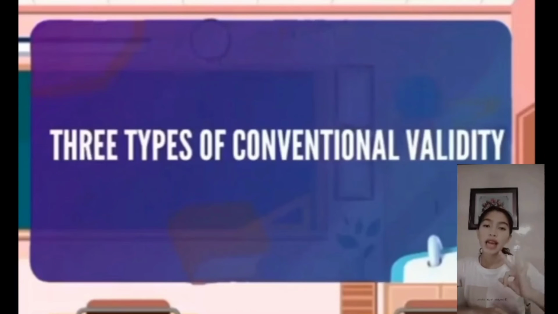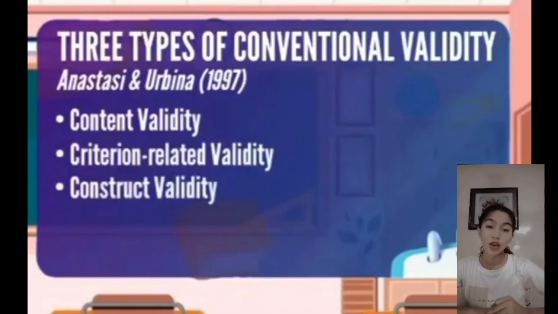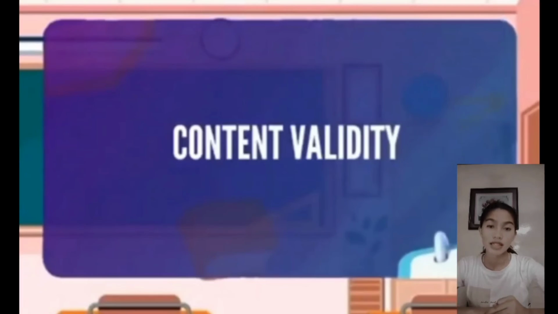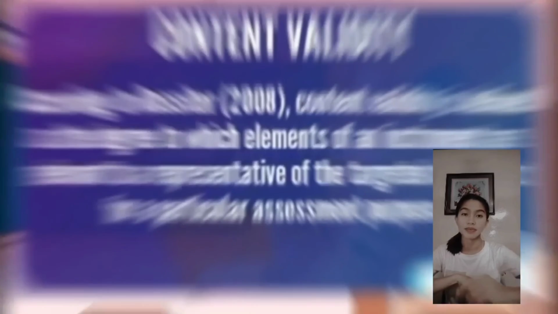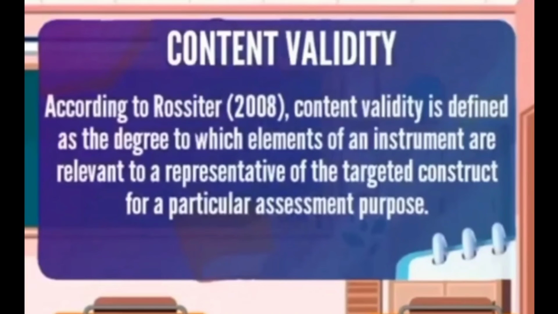So there are three types of conventional validity according to Anastasi and Urbina 1997. First is content validity, second is criterion-related validity, and third is construct validity. Okay, let's move on to the first type of validity, which is content validity. According to Rossiter 2008, content validity is defined as the degree to which elements of an instrument are relevant to and representative of the targeted construct for a particular assessment purpose.